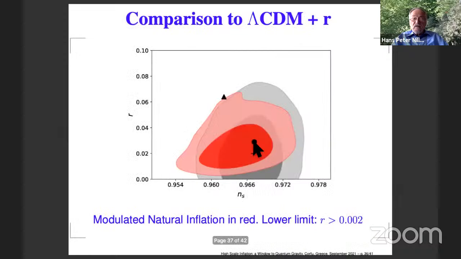So this is now the main point. We now compare it directly to the prediction of the lambda cold dark matter model, where we include R tensor models. So this is the usual picture which you would see. The gray shaded area is typically the one standard and the two standard deviation region. This is consistent. Modulated natural inflation is shown in red. The triangle here is natural inflation. This is essentially ruled out. It has too big an index. And we have already seen it's also ruled out from the weak gravity conjecture if this would be true. However, you see that the fit of this modulated natural inflation is very good.